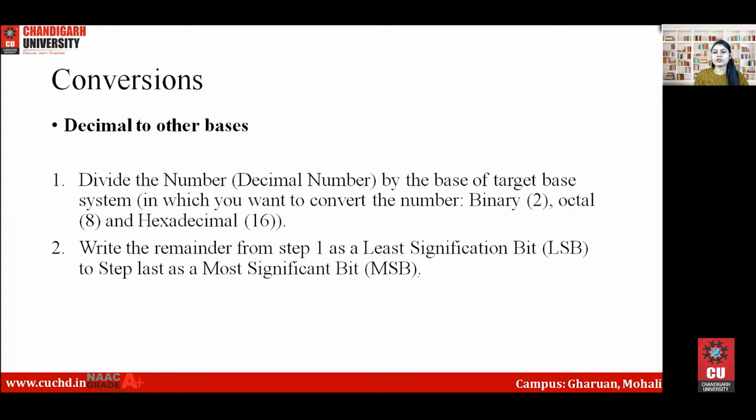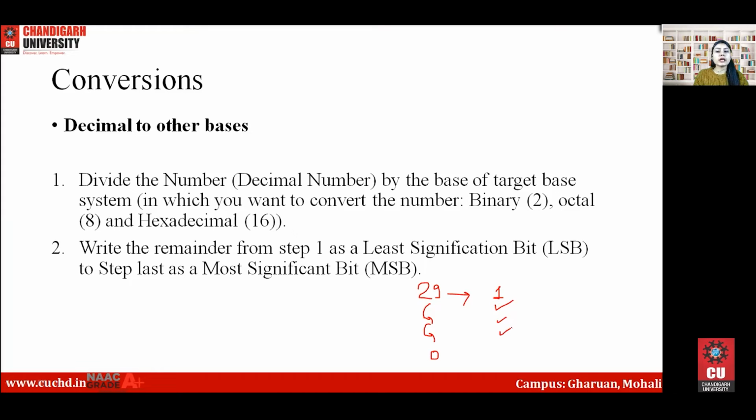So let's suppose 29 is the number. I want to convert it into a binary number. So the base of binary is 2. I will take this number 29 and divide it by 2, and we are going to store the remainder. And we will keep on doing this operation until we get a 0, and we will keep on storing the remainders.